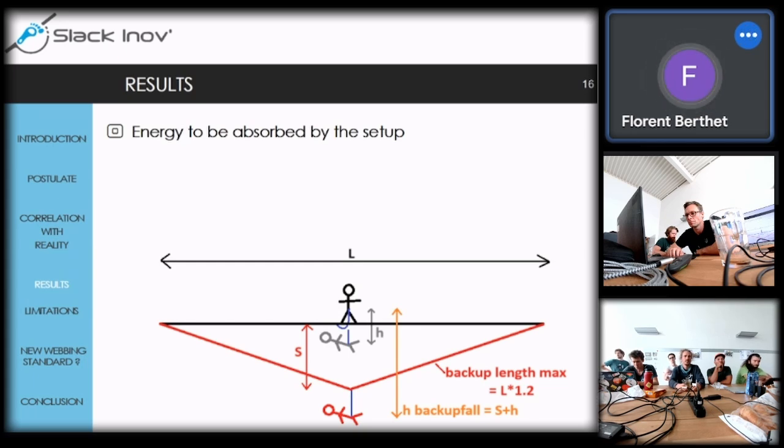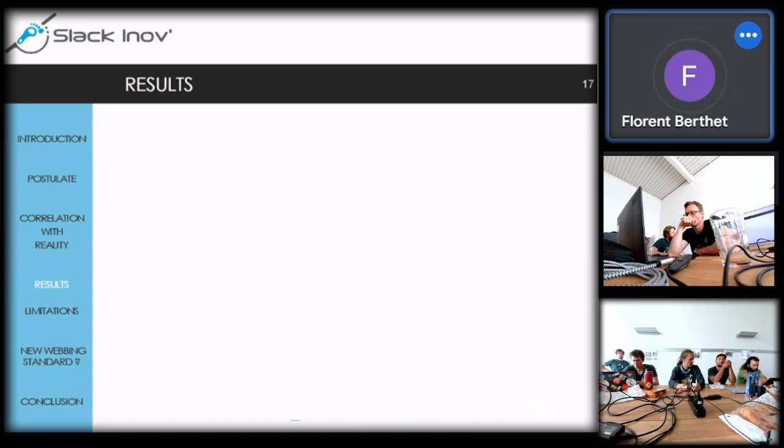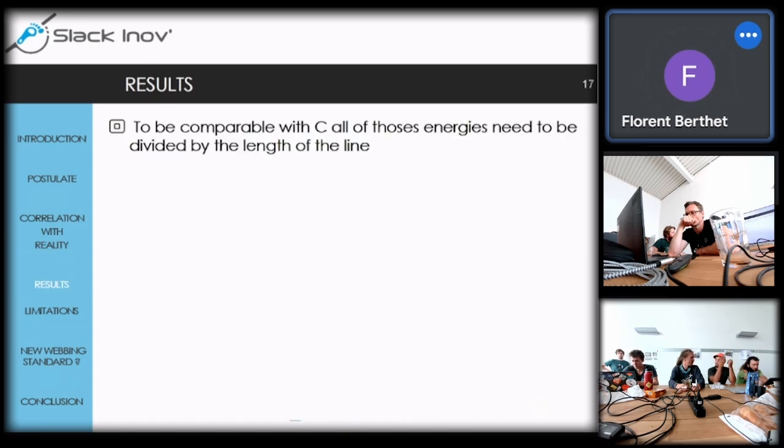The energy that is absorbed by the setup can be calculated with that formula. For a leash fall, the energy is not the same as for a backup fall because the height of the fall is not the same. The leash fall energy is 100 times G times H, and for a backup fall, the energy is 100 times G times S plus H. Now, if we want to compare the capacity value with the energy, we need to divide the energy by the length of the line.